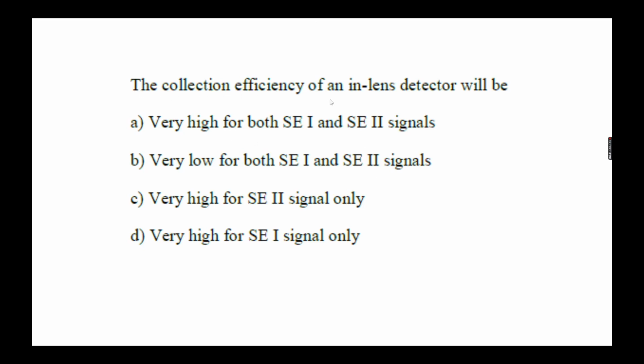The collection efficiency of an in-lens detector will be. All the questions are somewhere related to each other. It's not like every question has a completely separate answer, because if you see one slide, you can probably answer maybe 4 or 5 questions. So this is similarly one of them. The options: very high for both SE1 and SE2, very high for both SE1 and SE2, for only SE2, and for only SE1. So what could be the answer? Just see where it has been placed, and probably from that you will be able to answer this question.